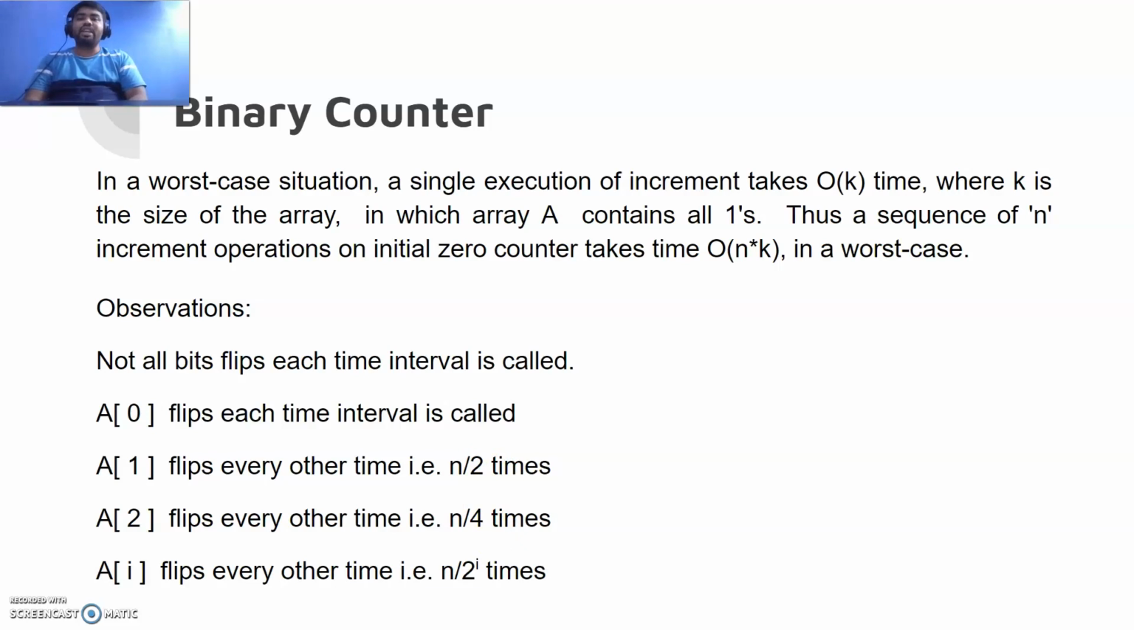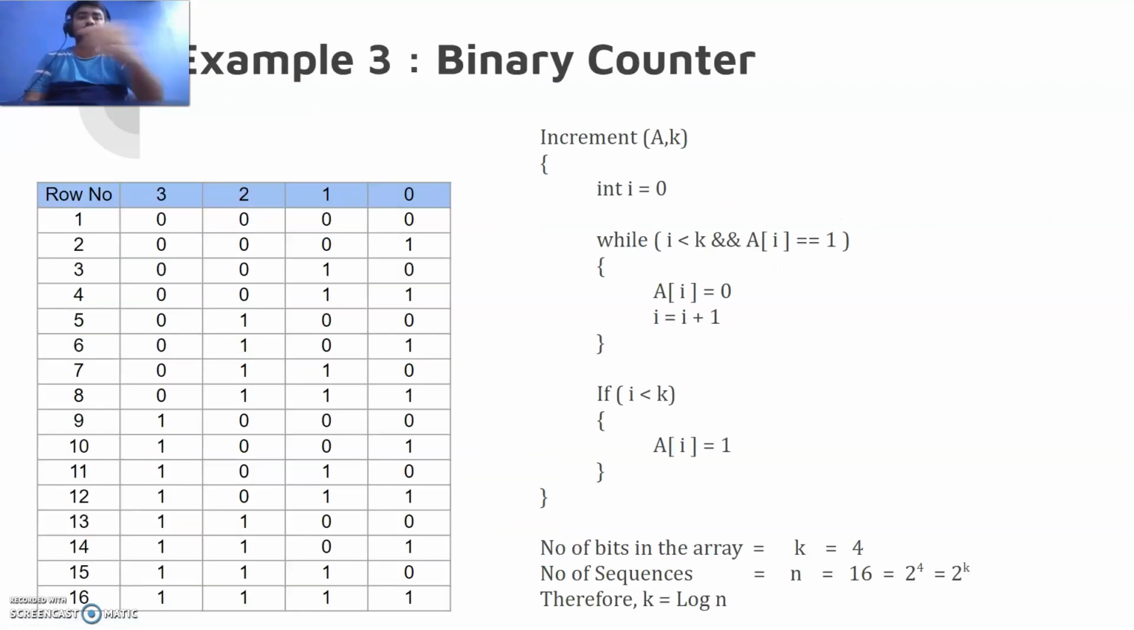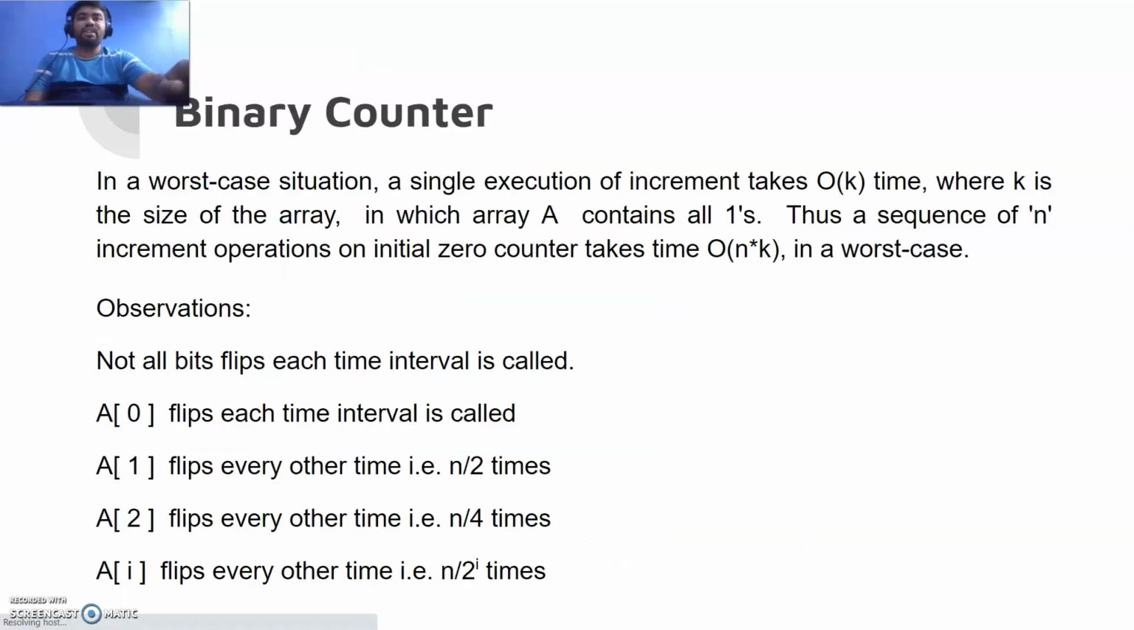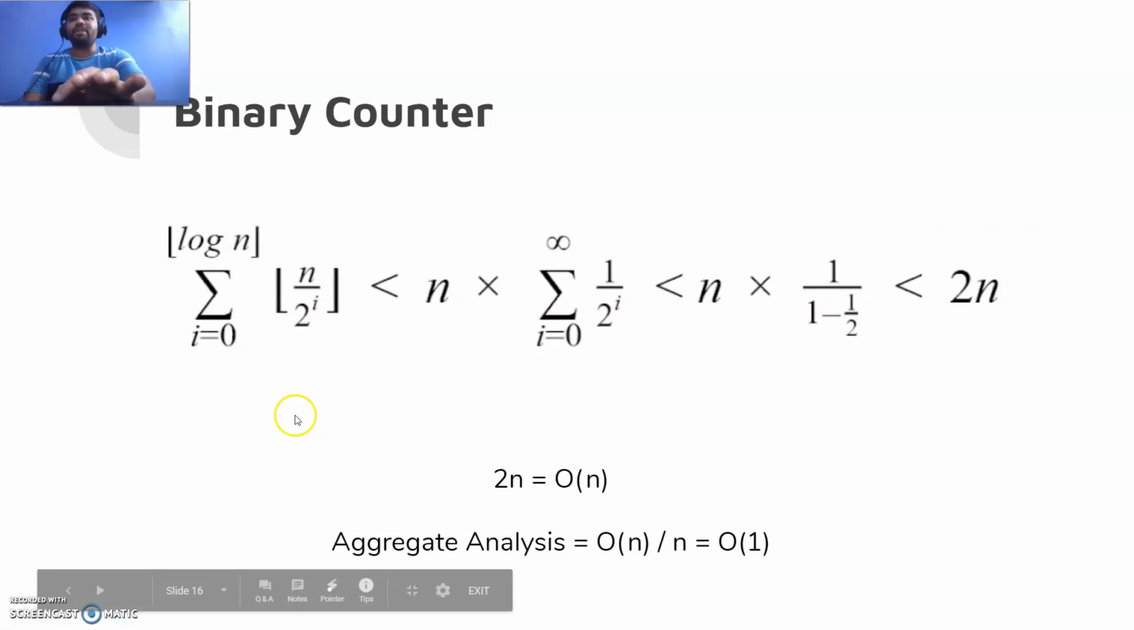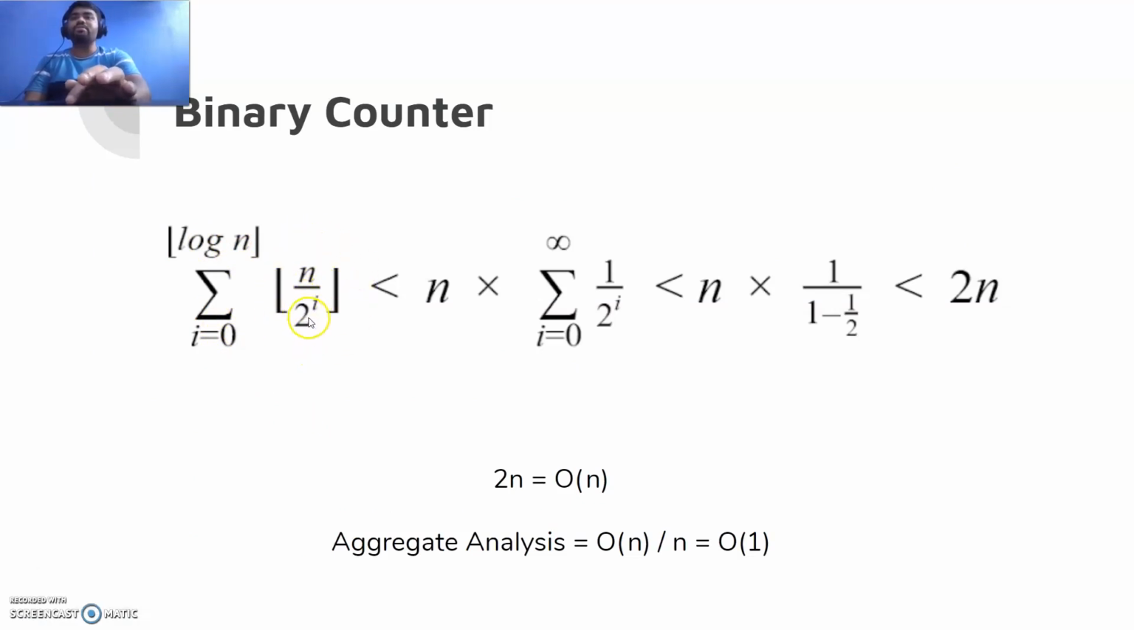Now, in here, n equal to 2 raised to k, right? So we talk about k as log n. So instead of k we can say i goes up to log n. That means I'll be iterating log n times, from 0 to log n, and we are going to work out the sum of n by 2 raised to i.